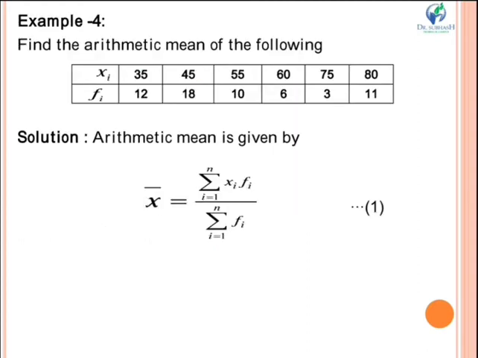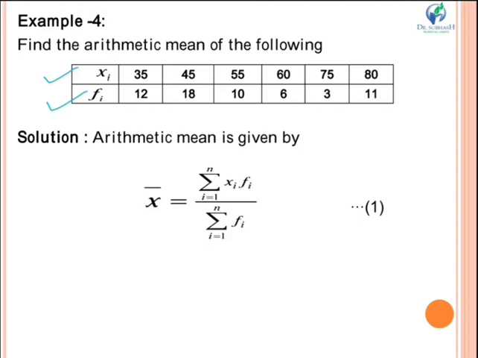Let us take one more example of the same type. Find the arithmetic mean of the following. See again here, we are given xi and fi. There are 6 different values of xi and fi. Again, a simple frequency distribution is given to us. So the arithmetic mean is given by sigma xi fi upon sigma fi.